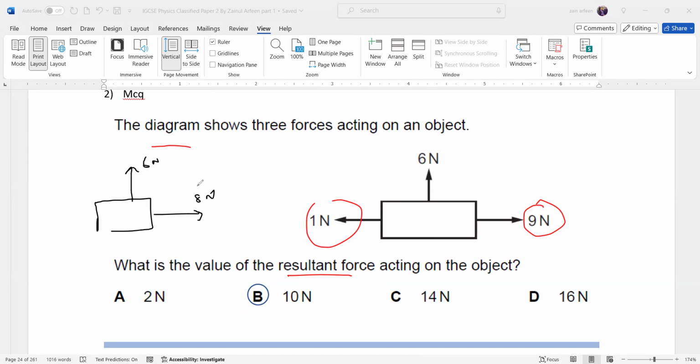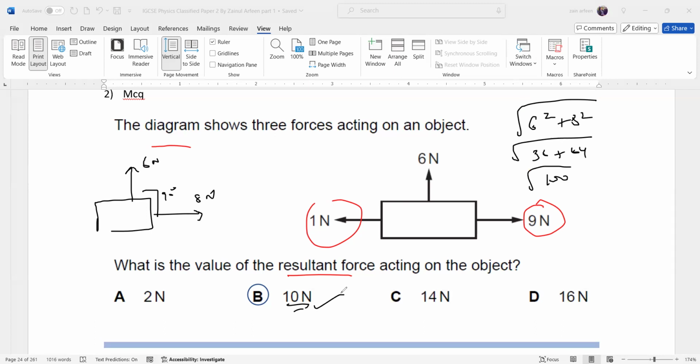Whenever two forces are perpendicular, or 90 degrees to each other, we use the Pythagoras theorem, that is the square root of 6 squared plus 8 squared. So 6 squared is 36 and 8 squared is 64. 36 plus 64 is 100, and the square root of 100 will be 10. So whenever two forces are acting perpendicular to each other, we get the resultant by the Pythagoras theorem. When two forces are acting in the same direction, we add to get the resultant. If they're acting in opposite directions, we subtract.